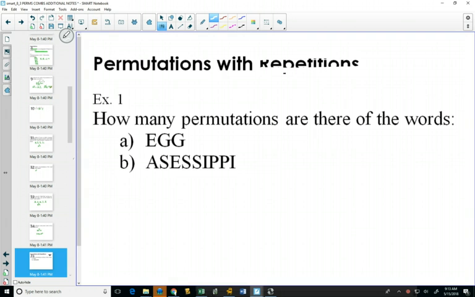I'd like you to change this so it matches what we called it in our textbook. In our textbook, we called this permutations with identical objects.